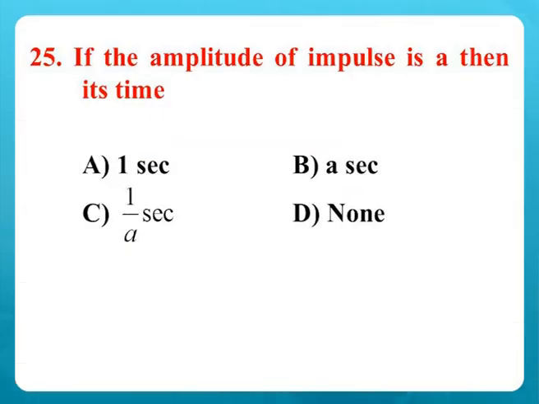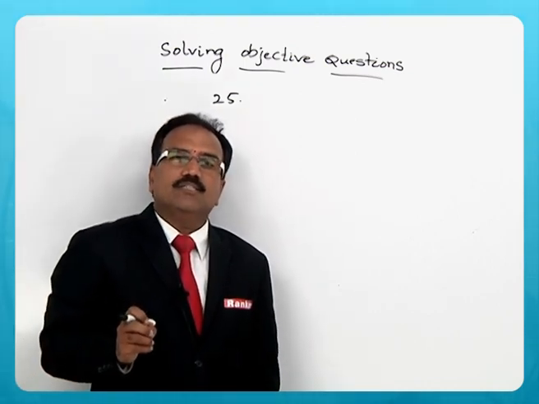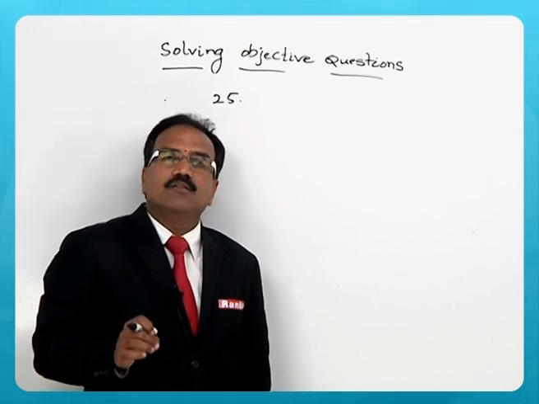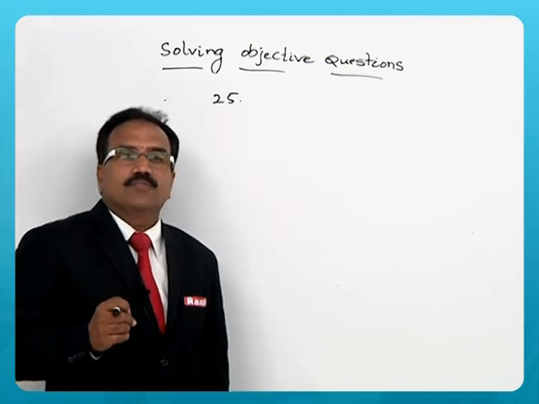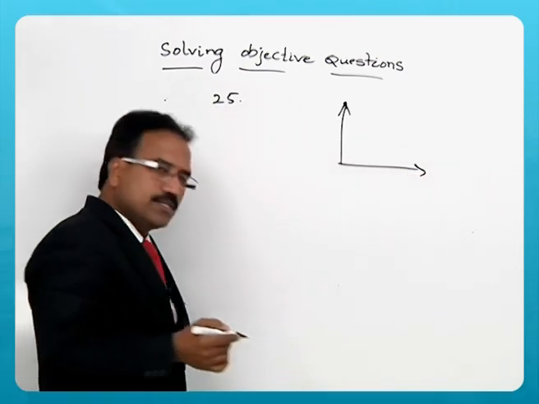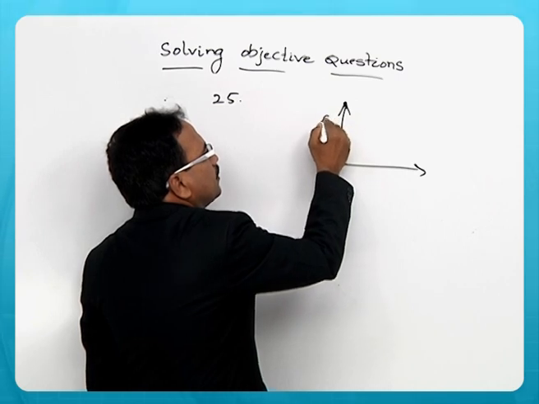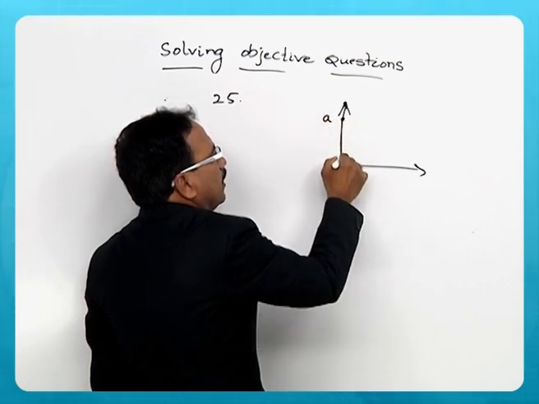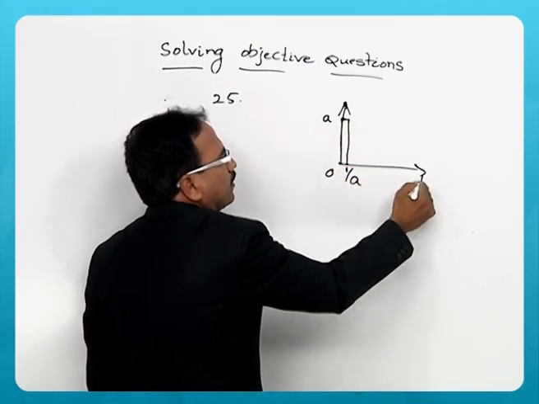Now question number 25. If the amplitude of impulse is A, then what is its time? So it is difficult to generate the ideal impulse, because ideal impulse is high magnitude in 0 time. So it is impossible to generate the ideal impulse. So generally it is defined like this: a very high magnitude, say A, in time 1 by A.